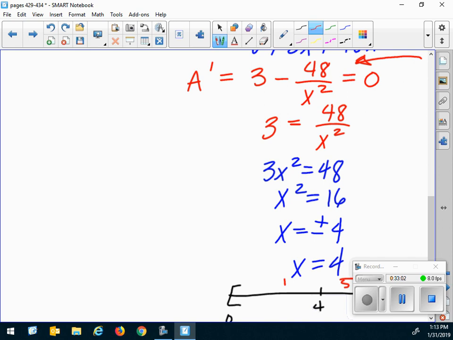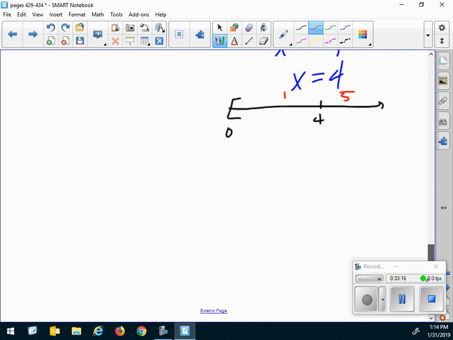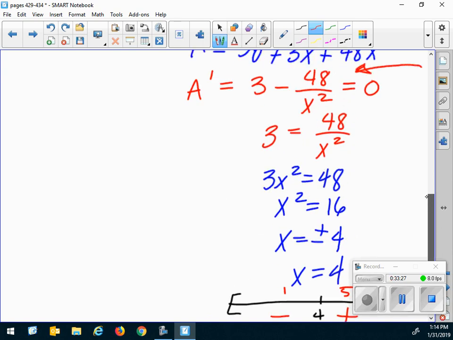Negative. If x is 5, I'd have 48 over 25. Is 48 over 25 bigger than 3? No. So when x is 5, the derivative is, okay. I know that x equal 4 is a minimum. Questions? Now let's go see what we got to do with x equal 4.